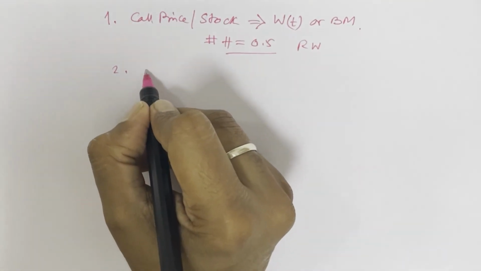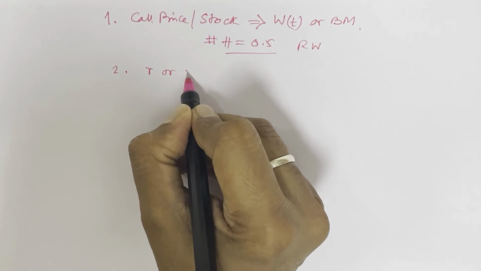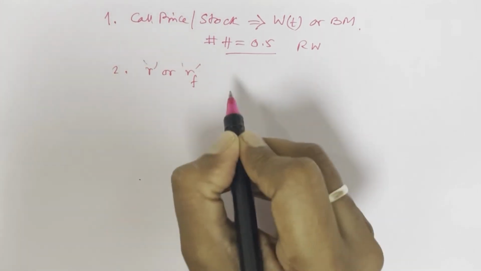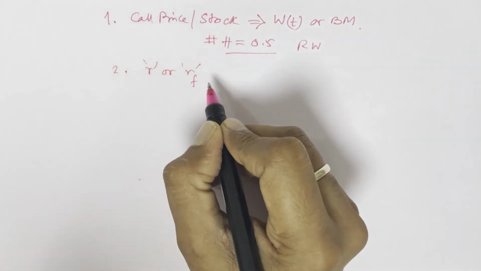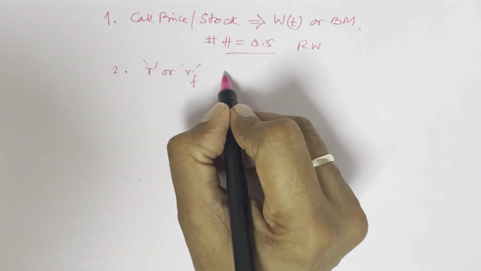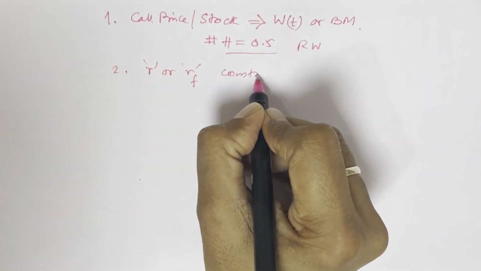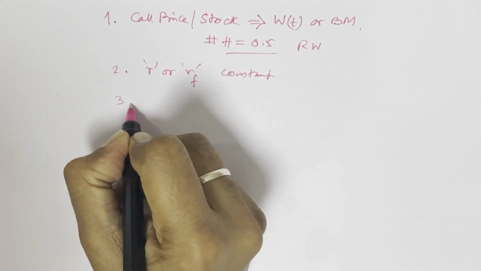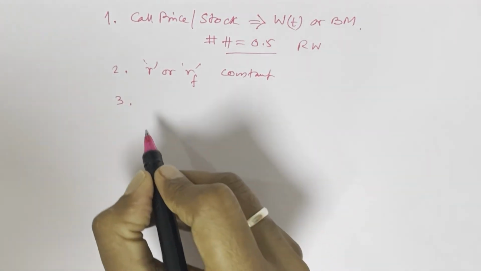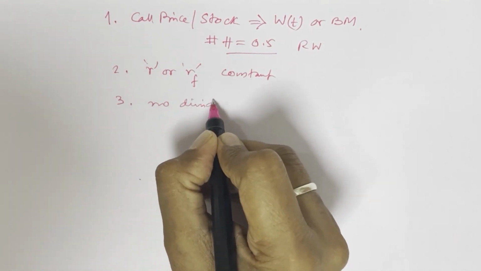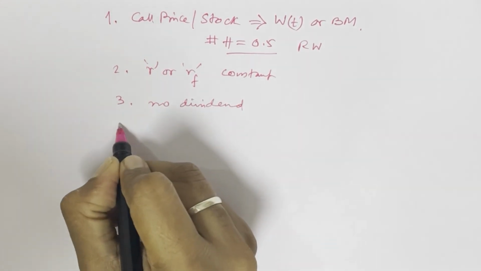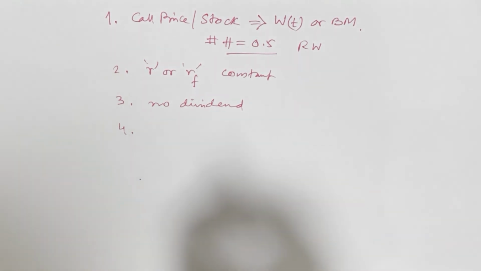The second concept is that r, or rf, the risk-free return, should be time independent. So it is independent of time and it is a constant. So the risk-free return is a constant. The third is that there should not be any dividend. So it is a zero dividend model. There cannot be any dividend considered here.